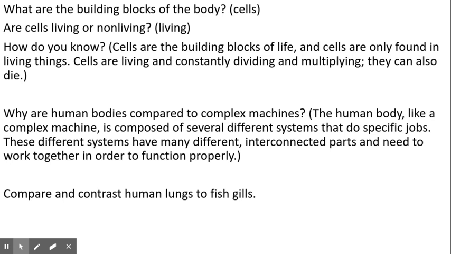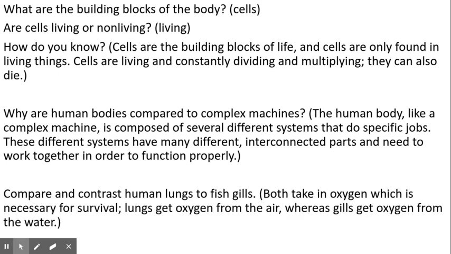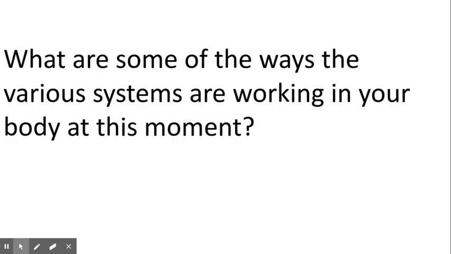Compare and contrast human lungs to fish gills. How are they same? How are they different? Both take in oxygen, which is necessary for survival, but lungs get oxygen from the air, whereas gills get oxygen from the water. What are some of the ways the various systems are working in your body at this moment? So what is going on in your body right now? What is a system? What is it doing in your body right now?